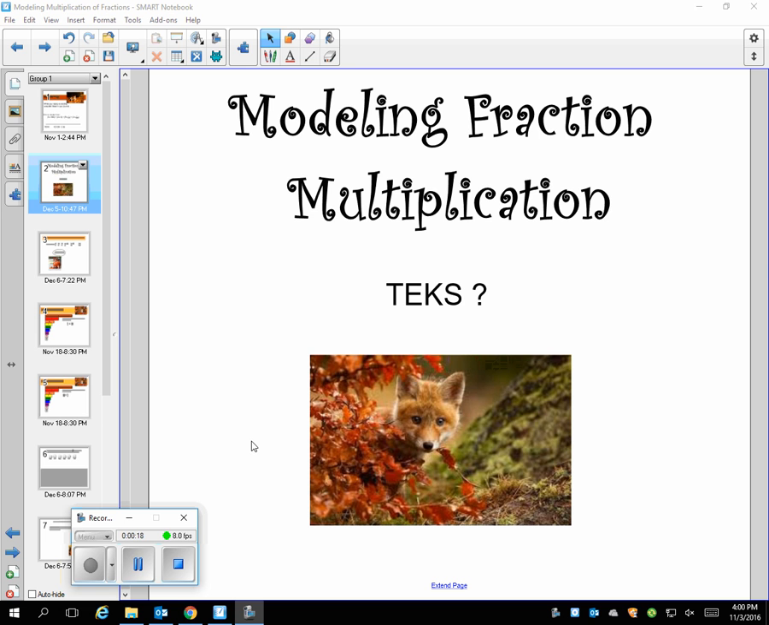I also want you to glue down your Unit 4 TEKS and take a look to see if you can figure out what TEKS it is that we're working with today. Okay, as you probably saw, we are working with TEKS 5.3i. So make sure you write that at the top of your page.